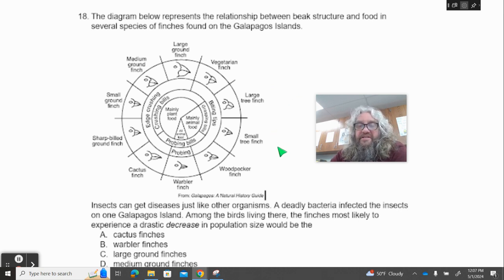A different question. Insects can get diseases just like other organisms. A deadly bacteria infected the insects on one Galapagos island. Among the birds living there, the finches most likely to experience a drastic decrease in population size would be the A, cactus finches, B, warbler finches, C, large ground finches, D, medium ground finches.